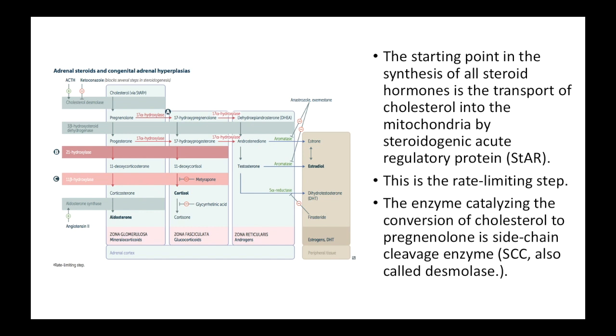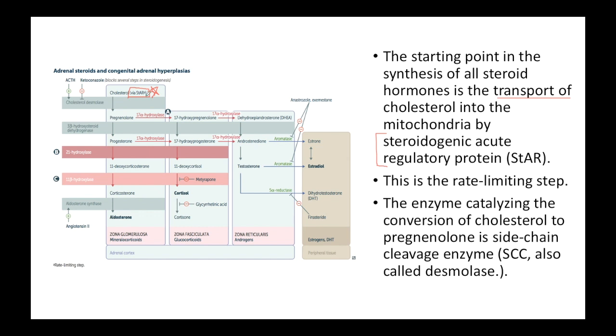So, I'm sure we've all seen this image in First Aid or variations of it in other resources. So, the starting point in steroid hormone synthesis is the transport of cholesterol into the mitochondria by this protein called STAR, which stands for steroidogenic acute regulatory protein. And it's important to know that this is also the rate limiting step here.